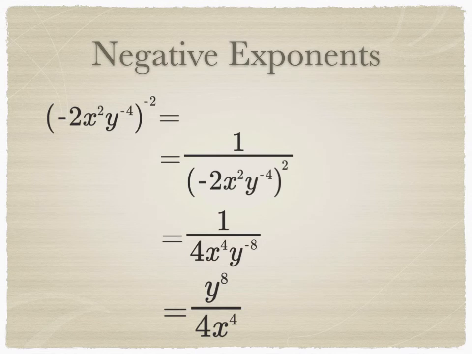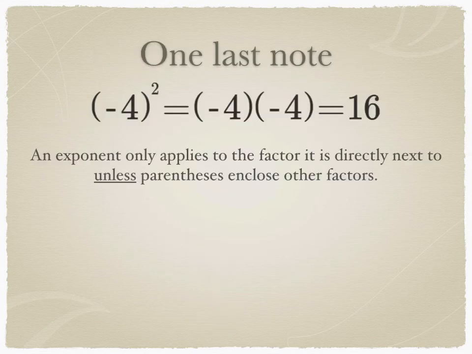There's an important note when dealing with negatives and exponents. An exponent only applies to the number that it's directly next to, or everything in parentheses. So in this case, negative 4 is in parentheses, so the exponent applies to the negative 4, and what we'd get is negative 4 times negative 4 equals 16.